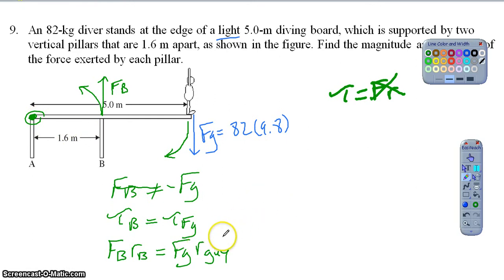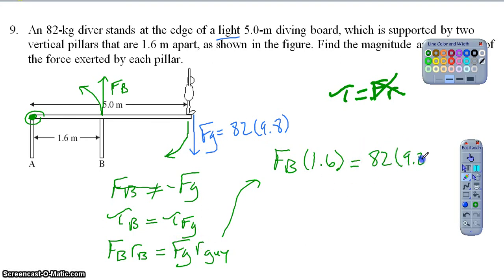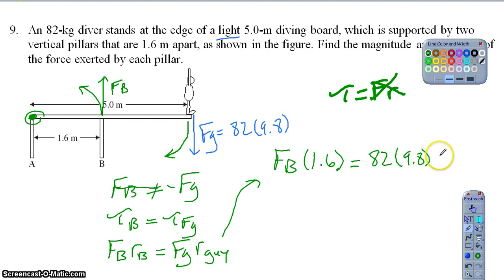Okay, so as I'm working through this problem, my force B would need to be equal and opposite when I take that times the radius B to the other measurements as well. So I can go ahead and plug in the measurements. I don't know what that force is, but I do know that it's 1.6 meters from the axis of rotation. I do know what the force of gravity of the guy is. It's 82 times 9.8, and I also know that the diver is the entire 5 meters away.